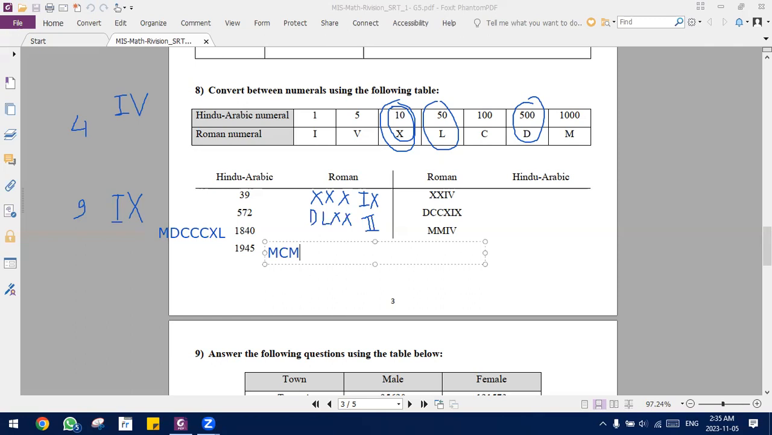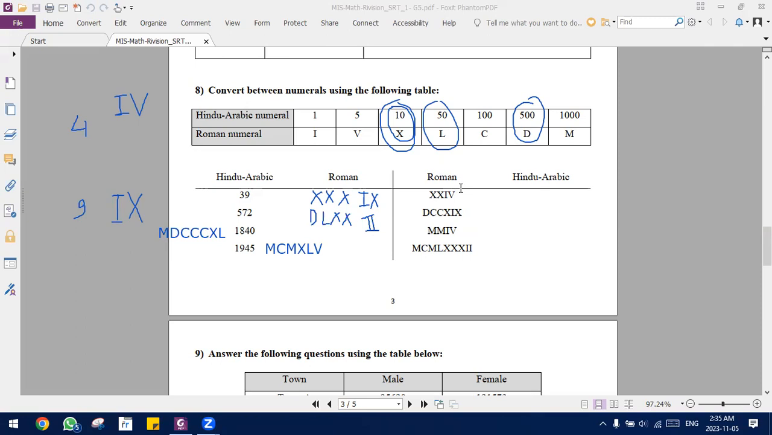1900. Now we need to write 40. Again, 40 is minus. What is it? It's 50 minus 10. So this is the 10 and this is the 50. L. 1940. Now we need 5. What's 5? It's V. That's it.